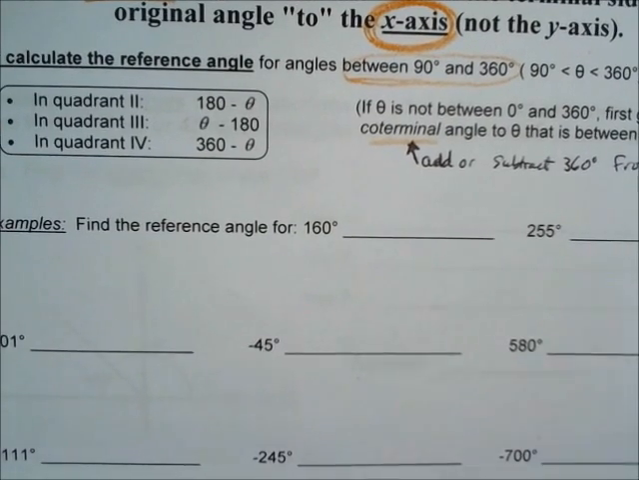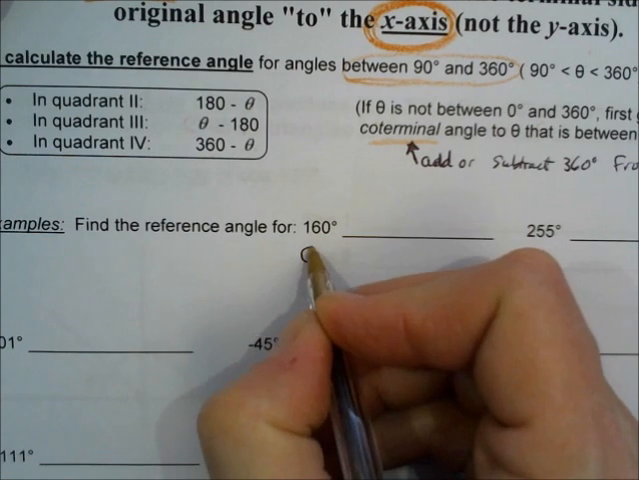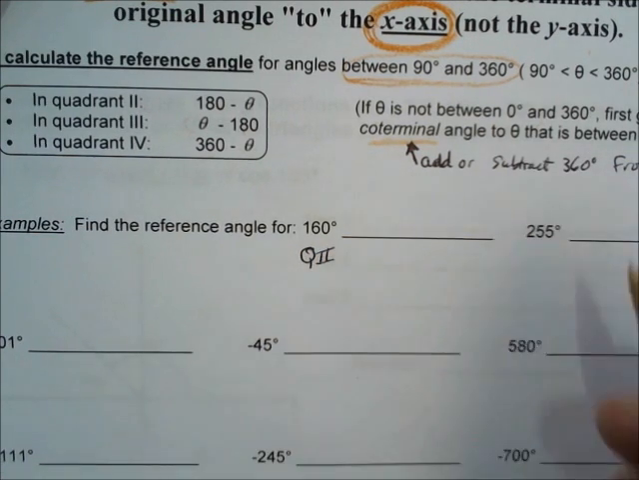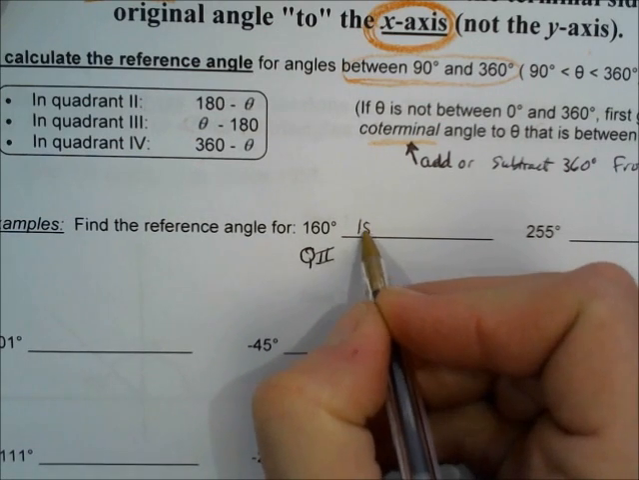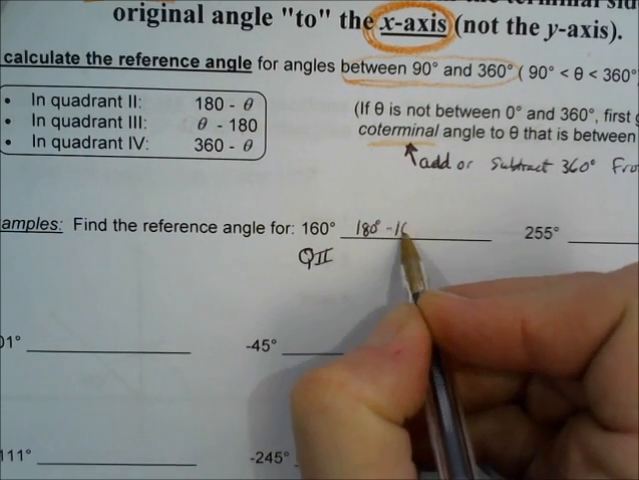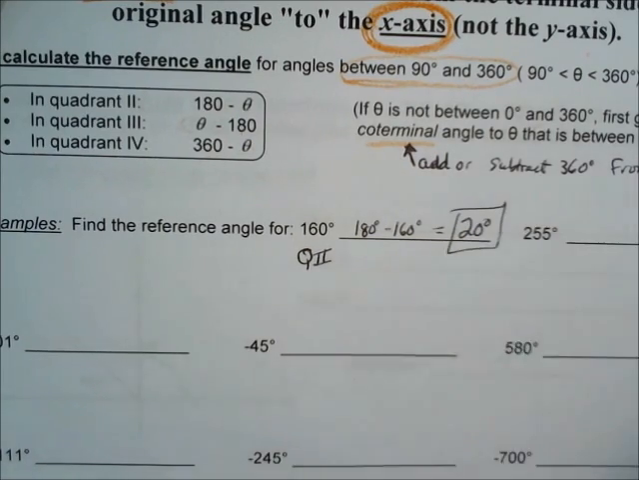Here's a 160-degree angle. The first thing we're going to do is figure out what quadrant this is in. This is in quadrant 2. You can probably figure that out pretty quickly. So in quadrant 2, we just do 180 degrees minus 160 degrees, which is 20 degrees. So this reference angle would be 20.